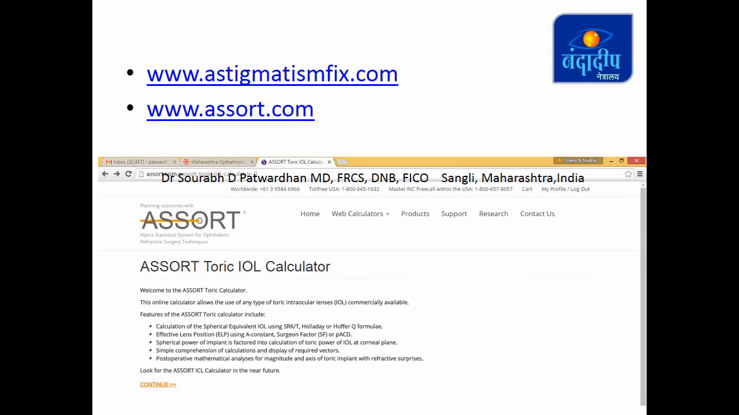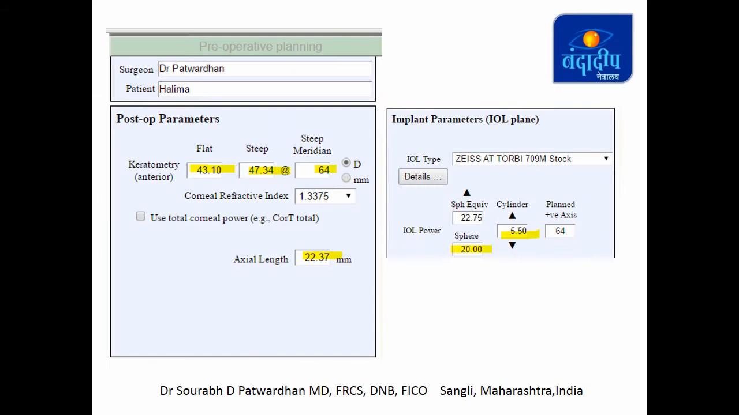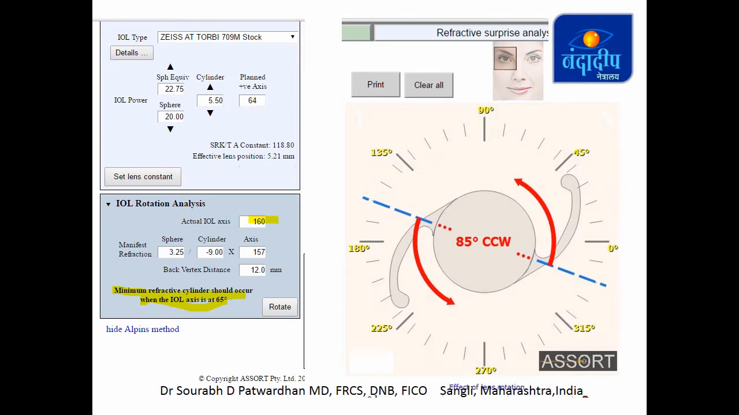So I decided to go to these websites. There are quite a few websites which can help you with refractive surprises after toric IOLs. I decided to go with www.assort.com. With this analysis, I entered all the pre-operative data that we had, the IOL which was selected, the pre-operative keratometry values, the axial length of the patient, and then in the IOL rotation analysis, it asked for the actual IOL axis, at what axis the lens is sitting at present.